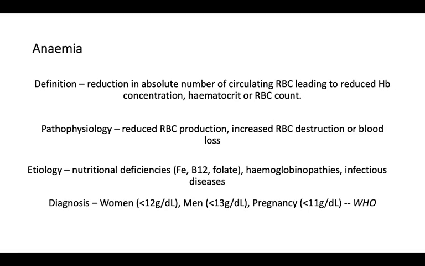So for the purposes of diagnosing a patient with anemia, in women, you would need their hemoglobin concentration to be less than 12 grams per deciliter to diagnose them with anemia. In men, this would be less than 13 grams per deciliter, and in someone who's pregnant, the value will be much lower. So if they have a hemoglobin of less than 11 grams, then you'd diagnose them with anemia.